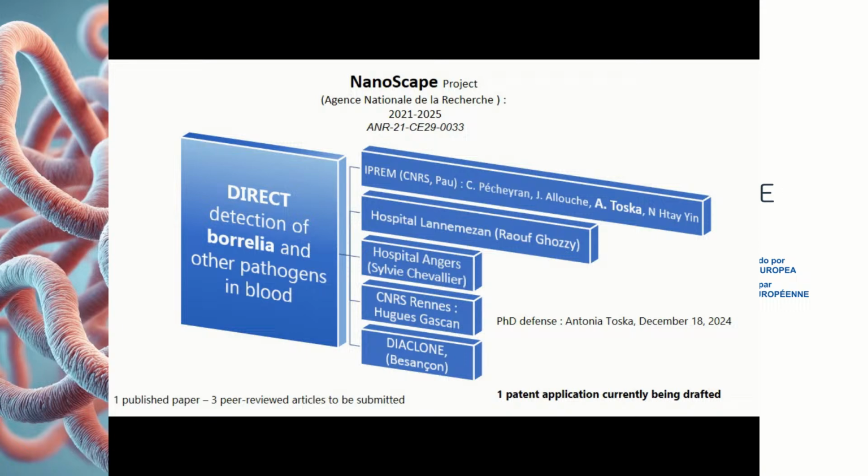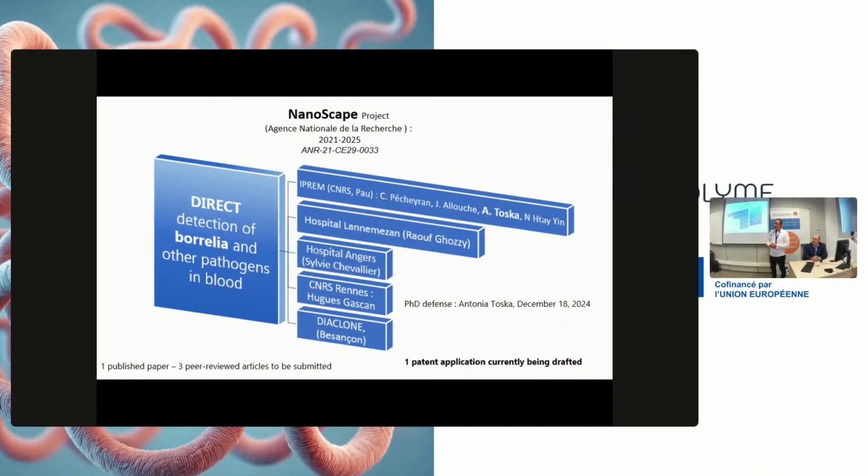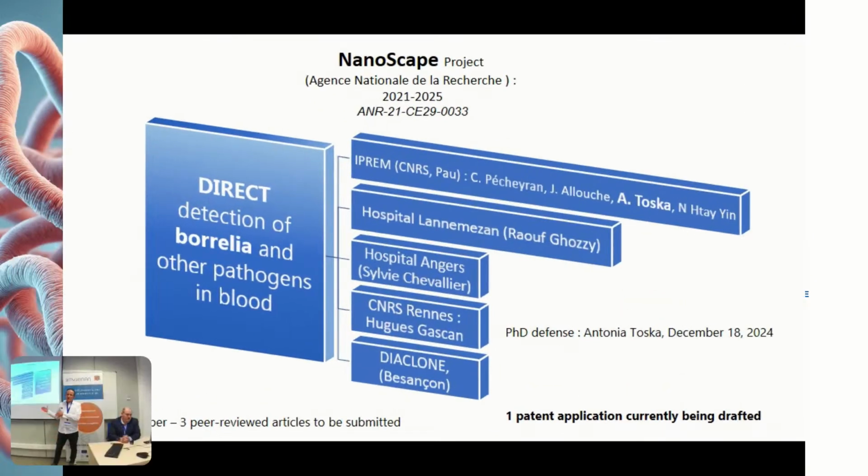Diacron is a French company. It's one of the leaders in antibody development. And with that, we ran this project. Now the project is at the end, finishing in a few months. For the moment, we have one published paper. We have 3 peer-reviewed articles to be submitted, but we're limited for the moment because there is a patent under drafting, so we cannot submit the papers for the moment. And of course, we had the PhD defense of Antonia Tosca. And this was really the origin.